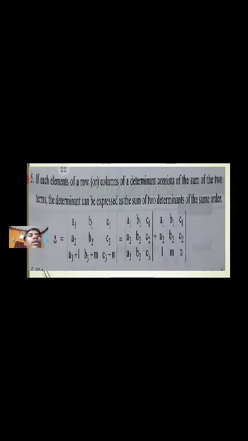Next, if each element of a row or column of a determinant consists of the sum of two terms, the determinant can be expressed as the sum of two determinants of the same order. For example, here see the third row, a3 plus l, b3 plus m, c3 plus n, and we can split it into these two determinants: a1 b1 c1, a2 b2 c2, a3 b3 c3, plus the determinant where the remaining two rows are the same, a1 b1 c1, a2 b2 c2, and the last row is l m n. So like this we can write.